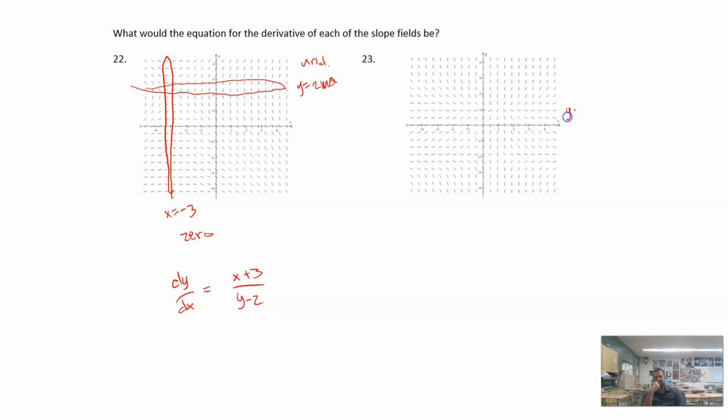Now on number 23, I've got y equals 1 as a 0 slope, y equals negative 2 as a 0 slope, and x equals, looks like positive 1 as an undefined slope. So this one's going to be y minus 1 and y plus 2 on the top, because those are my 0 slopes. And on the bottom, I get x minus 1, and that is equal to our derivative. So that's how we do 22 and 23.